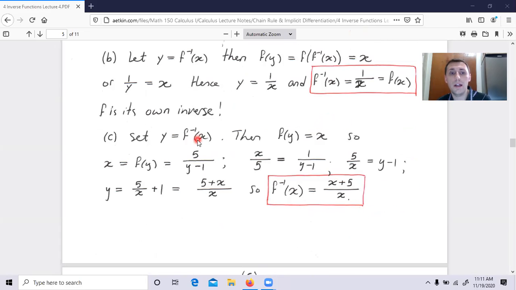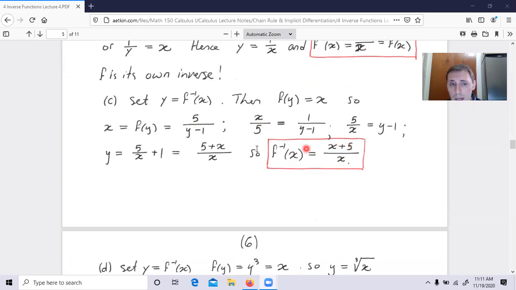Let's look at C. The idea is I can set y equal to f inverse of x. And when I put y as the input of the function f, they cancel each other so that I have simply the input x. 5 over y minus 1 is x. And then it's just basic algebra. Then what you can do is multiply by y minus 1 and divide by x. So you will get your solution this way.